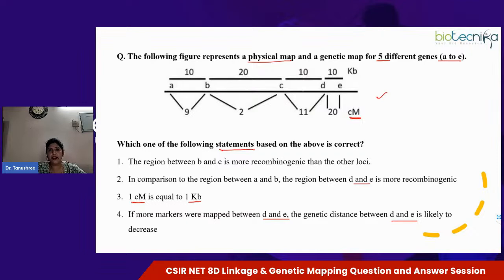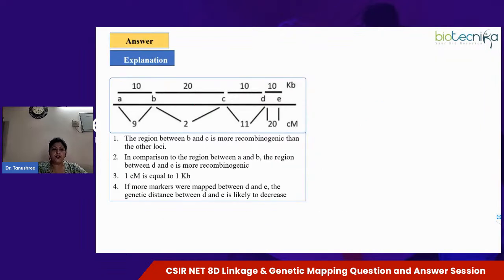There is a figure already given to you, so you don't have to think out of the box, right? The strategy of solving such questions is that always, if the figure is given to you, answer it accordingly. So as you can see here, the first statement is that the region between B and C is more recombinogenic than other loci.